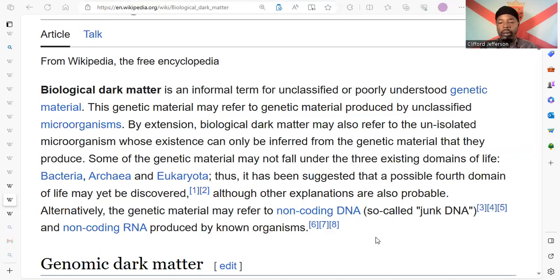Biological dark matter. All right, biological dark matter. Biological dark matter is the informal term for unclassified or poorly understood genetic material. Once again, biological dark matter, because dark matter has a biological makeup as well.